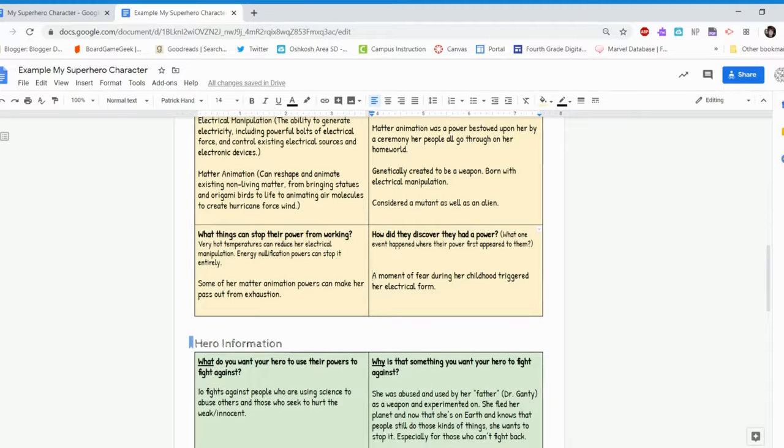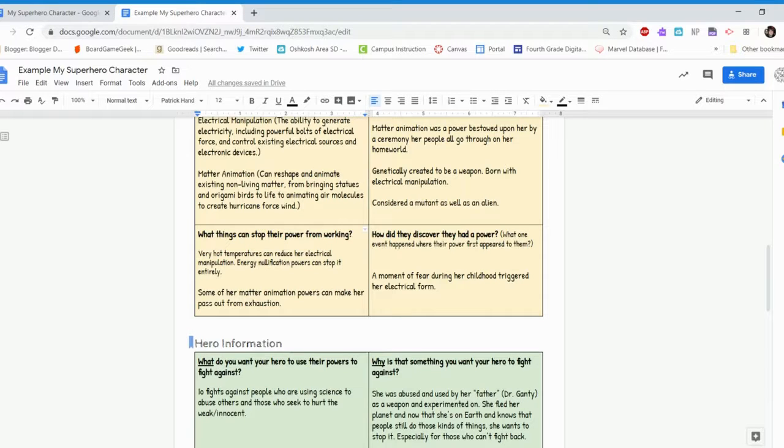So some of my animation of matter powers can actually cause me to pass out from exhaustion. My electrical manipulation can also be affected by extreme heat. Very hot temperatures can also reduce my electrical manipulation. And then also, what they call energy nullification powers can stop it entirely. So, nullification is when it just completely cancels it out. So, if there's an energy power, it'll just be like, nope, can't use it.